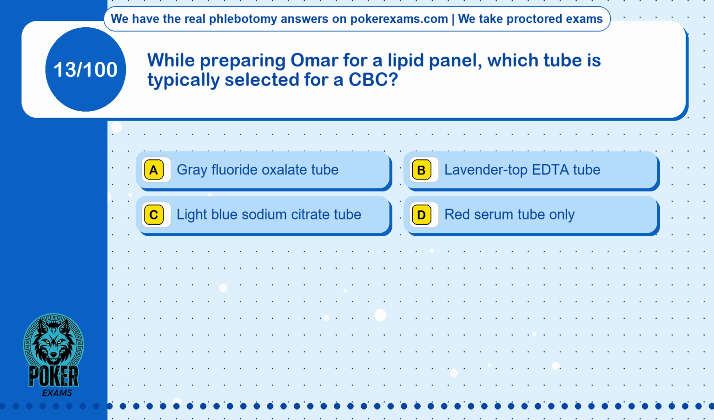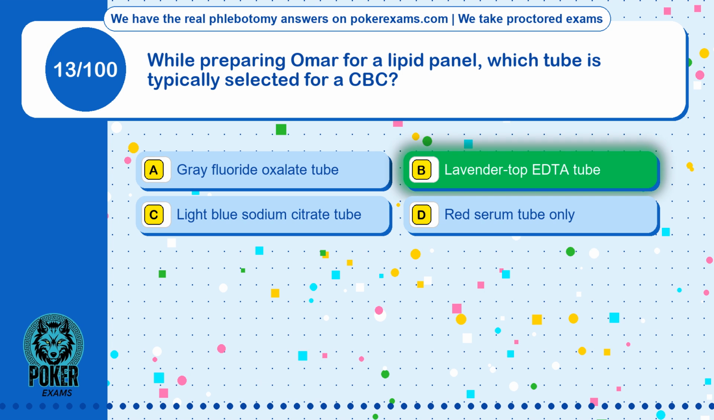Question 13. While preparing Omar for a lipid panel, which tube is typically selected for a CBC? Option A, gray fluoride oxalate tube. Option B, lavender top EDTA tube. Option C, light blue sodium citrate tube. Option D, red serum tube only.